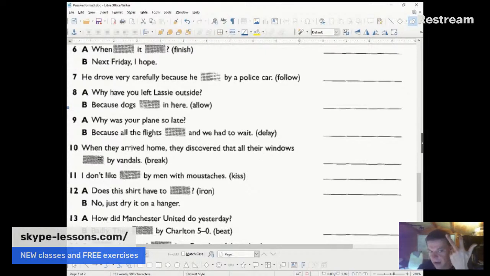Past perfect this time, not have been married, but had been broken. And we need past perfect here because we're talking about an event that happened earlier than arrived and earlier than discovered. So earlier than the two previous past simple verbs, we definitely need past perfect to make clear the order of events. So when they arrived, they discovered all their windows had been broken.